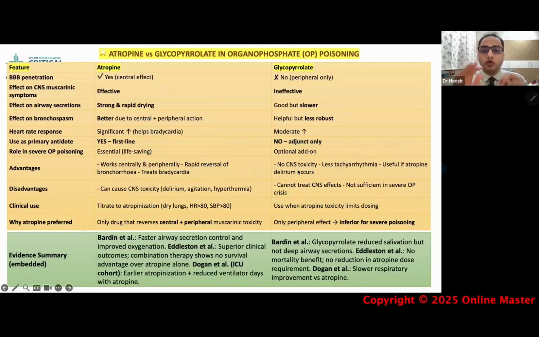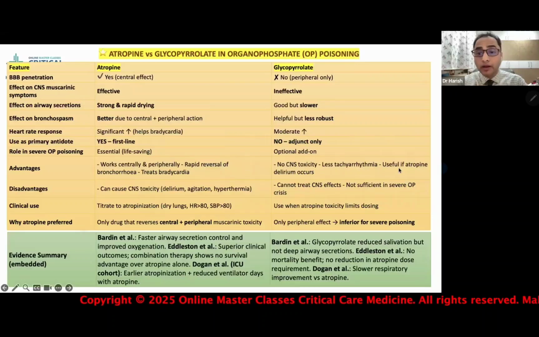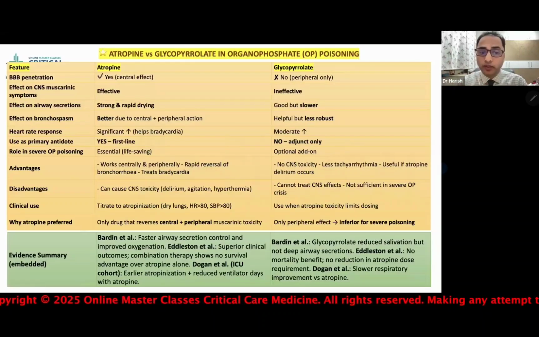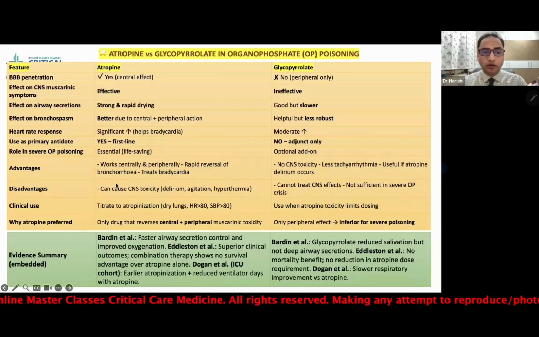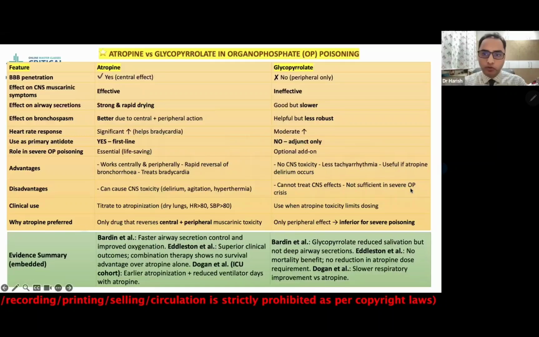Glycopyrrolate has no CNS toxicity. This is one of the advantages. It causes less tachyarrhythmia and is useful as an alternative if atropine delirium occurs. The disadvantage of atropine is that it causes CNS toxicity like atropine psychosis, delirium, agitation, hyperthermia. Glycopyrrolate cannot treat the CNS effect. So that is a disadvantage. It is not sufficient in severe OP poisoning, the OP crisis.